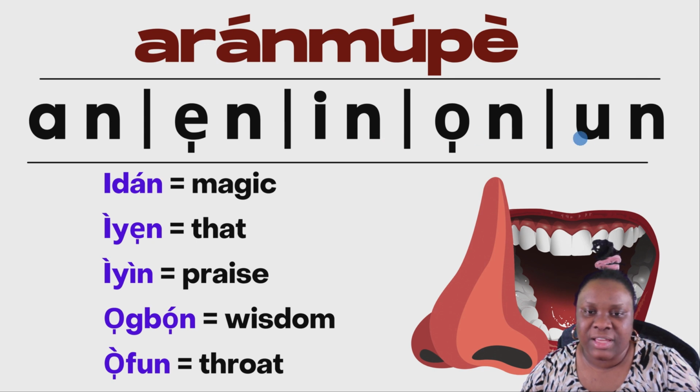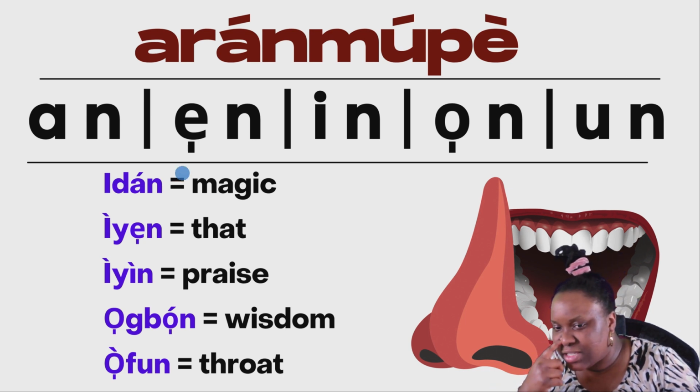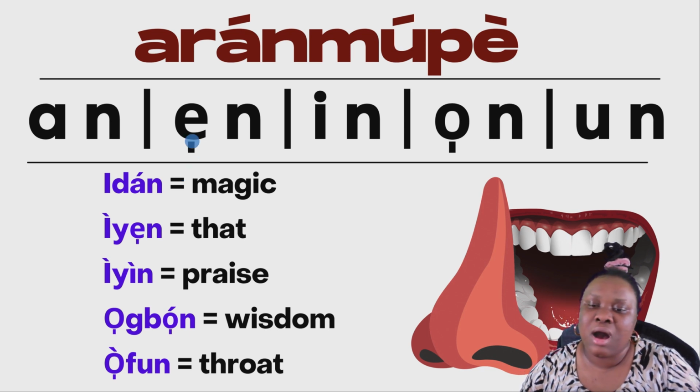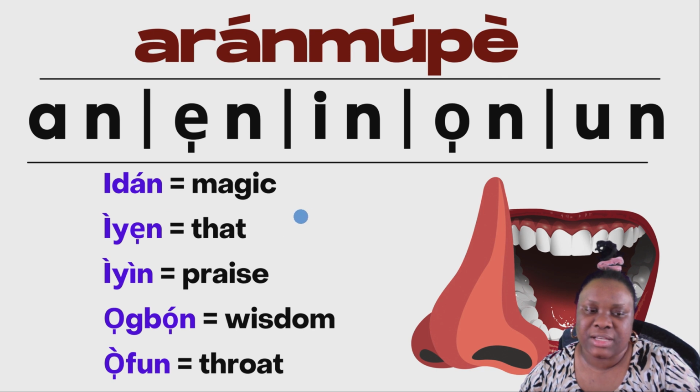So examples of words that contain nasal sounds: I've chosen to use each of these 5 in examples so that you can see. Look at the endings of them. Idán is magic. See, it's nasal. These are the nasal vowels. It involves the nose.